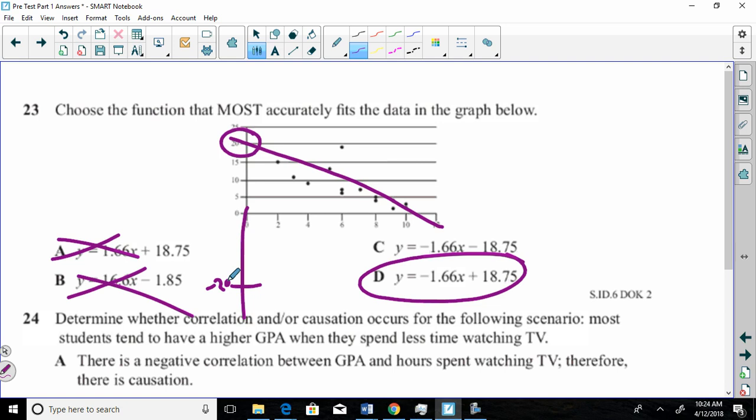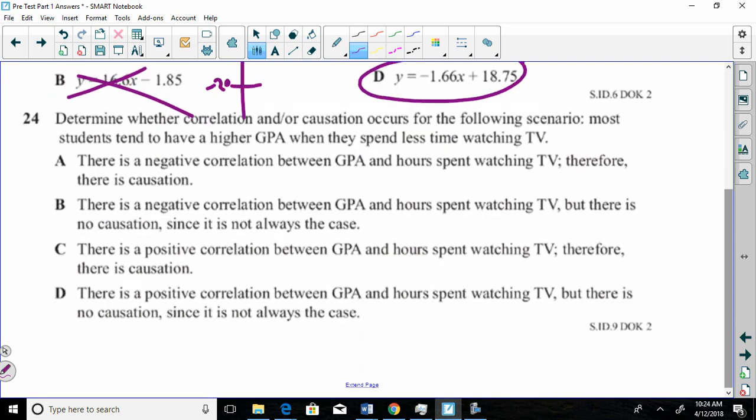You can also take one of these points, so like take 4, 9 and plug it in, and it should be around each other. If it's not, you know it's not the right answer. Does that make sense? You could always take one of these points and plug it in to see which one works. Next one, this is the last lesson of our unit.